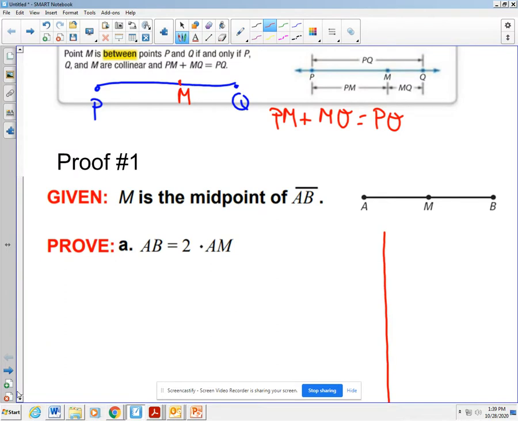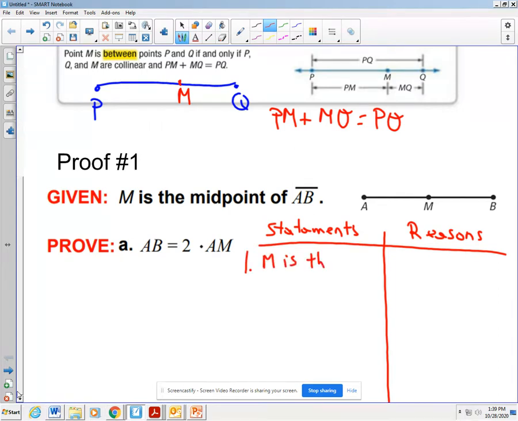So let's go to our standard 2-column proof. You always put statements on the left, and on your right side you put the reasons. Number 1 is always what's given. Later in the course, I will give you sometimes 2 given or 3. So right now, what is given? N is the midpoint of AB. Okay, and the reason is given.